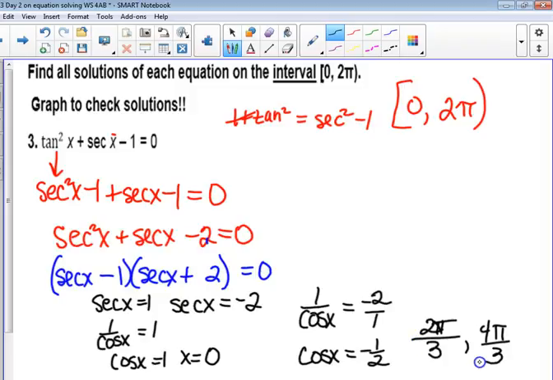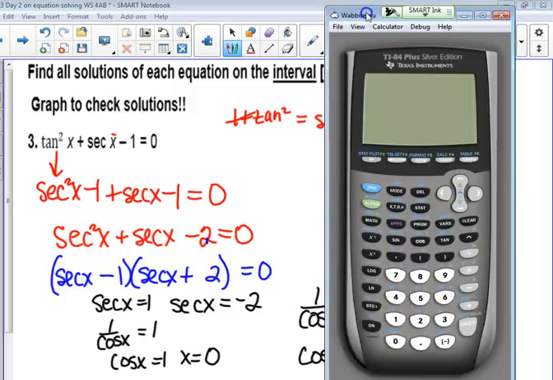Okay. What did the directions say for this question? This is what we have so far for our answer. There was something else in the directions. What did it say? Graph to check your solutions. Okay.